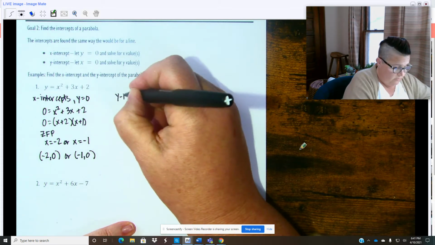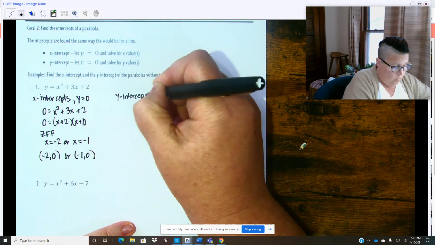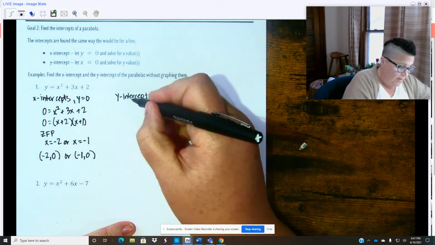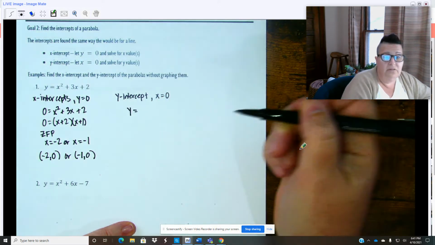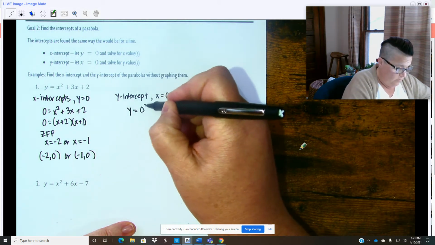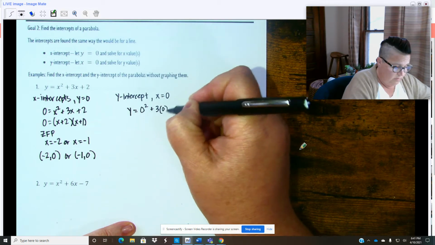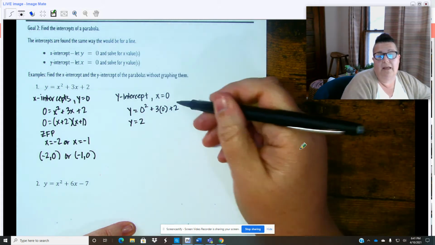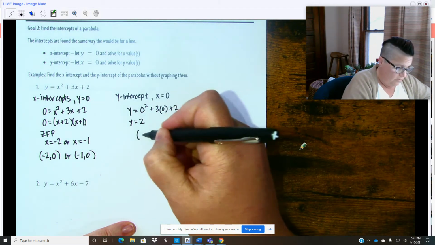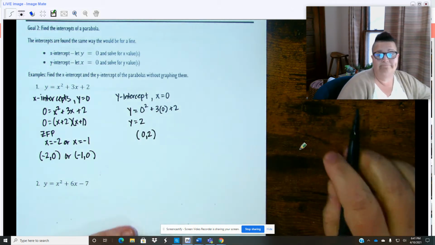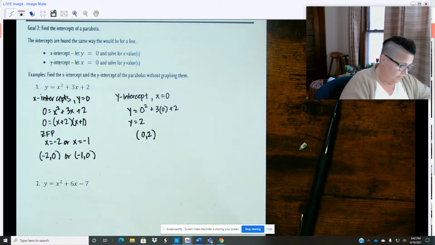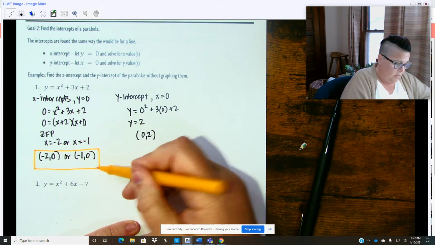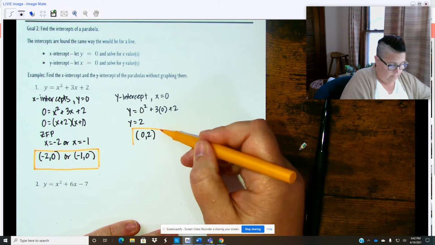To find my y-intercepts, they occur when x is equal to 0. So to find my y-intercept will occur when I have 0 squared plus 3 times 0 plus 2. So when my x is equal to 0, my y will equal 2, and my y-intercept is at 0, 2. Beautiful. I now know where my x-intercepts are, and I know where my y-intercept is.